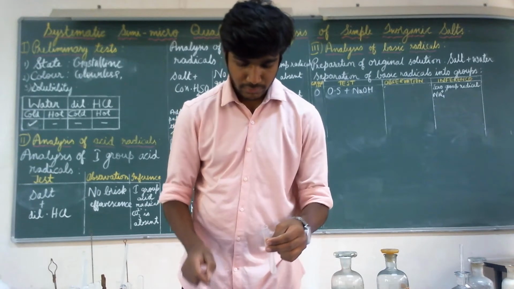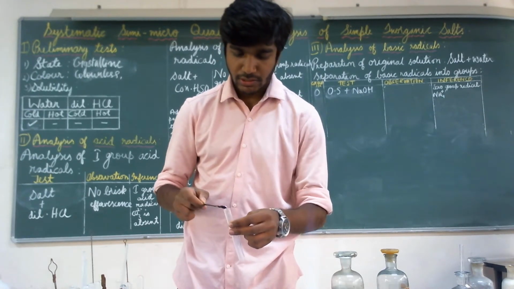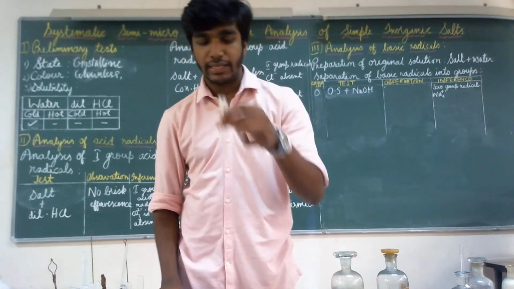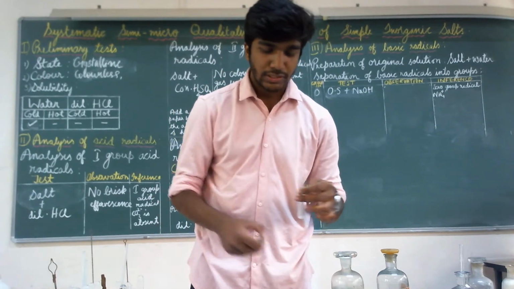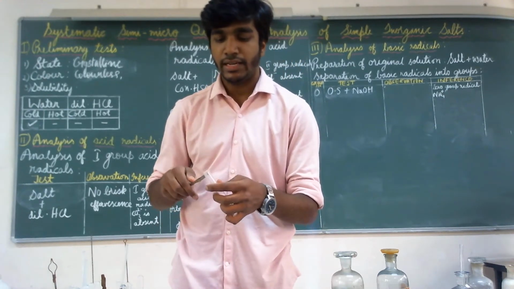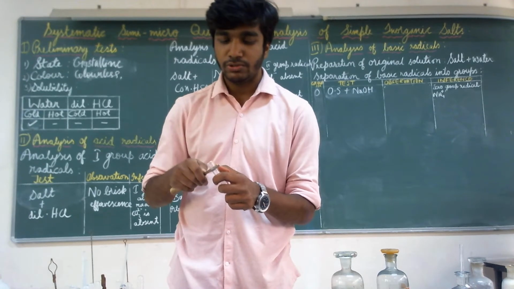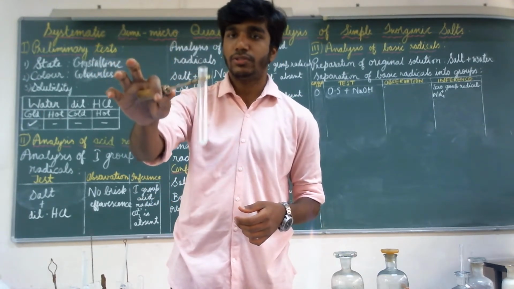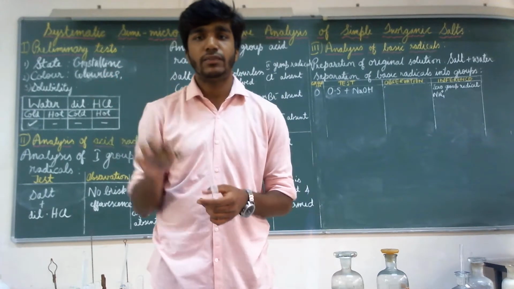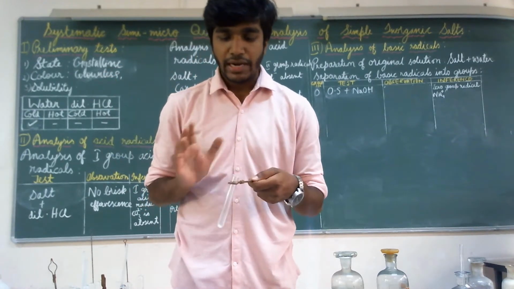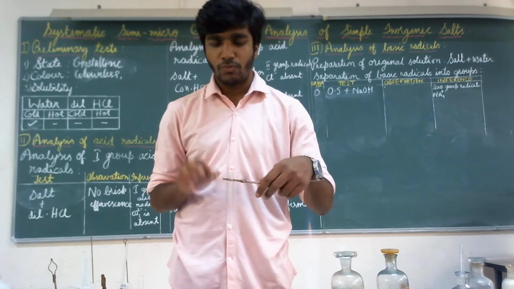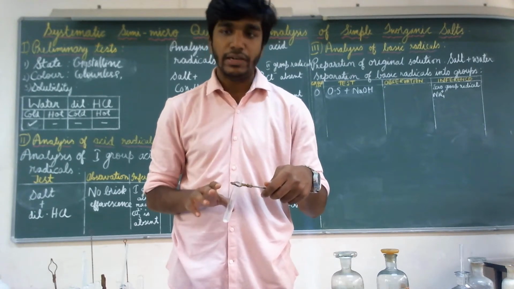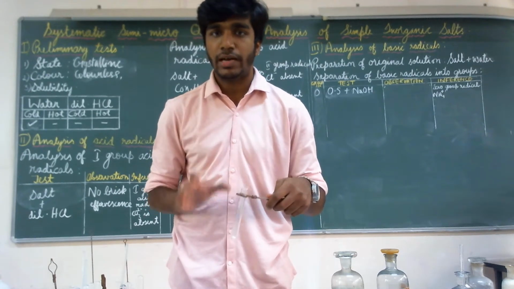And to this we'll be adding concentrated sulfuric acid. Since concentrated sulfuric acid is very dangerous, it's better to use a test tube holder. I'm using a test tube holder, and to this I'll be adding concentrated sulfuric acid. Before adding it, you should know what would happen if different radicals are present.